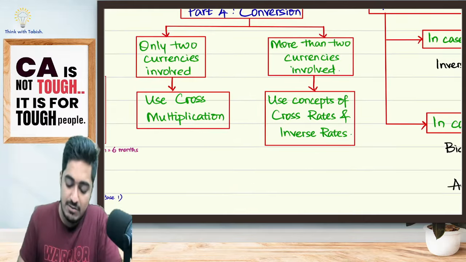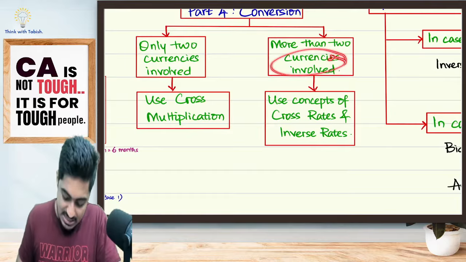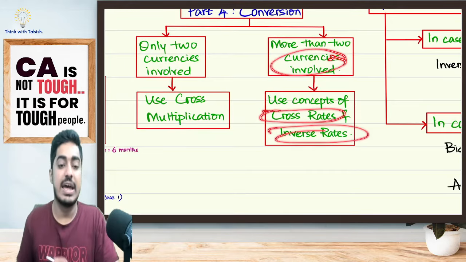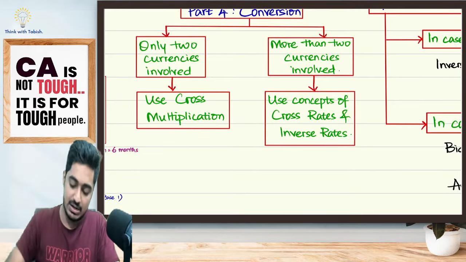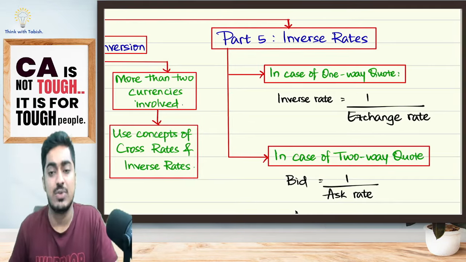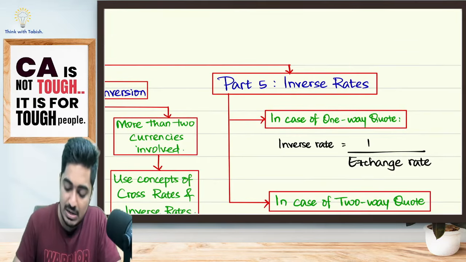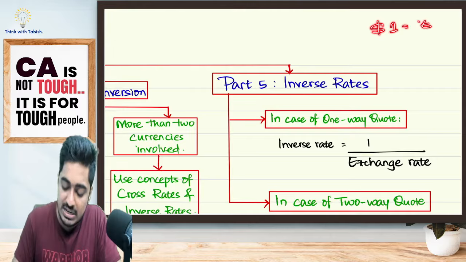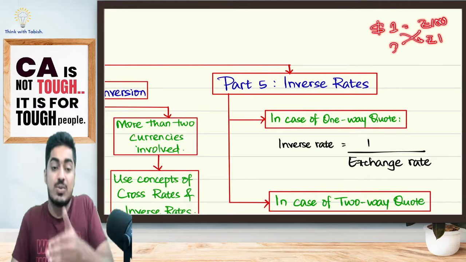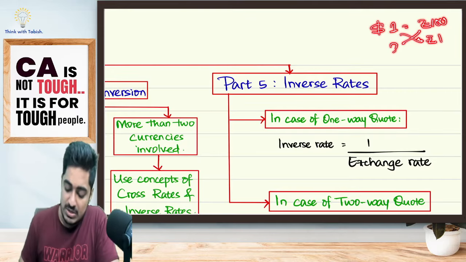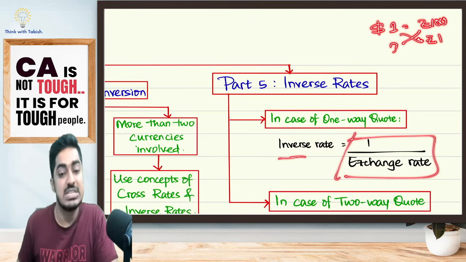If you are having more than 2 currencies involved simultaneously, we'll be using the concept of cross rate and inverse rate, which will be discussed later. Now is a calculation of inverse rate. How do I calculate inverse rate? Simple. Suppose the question is telling $1 is 100 rupees. I want to know 1 rupee is how many dollars? Cross multiplication, it is 1 divided by 100. Yes or no? So inverse rate is nothing but 1 divided by exchange rate.